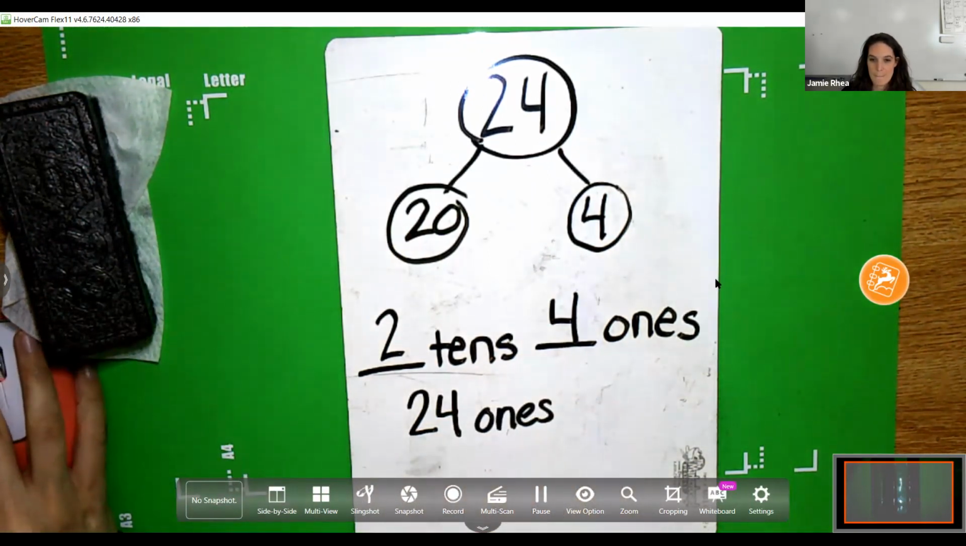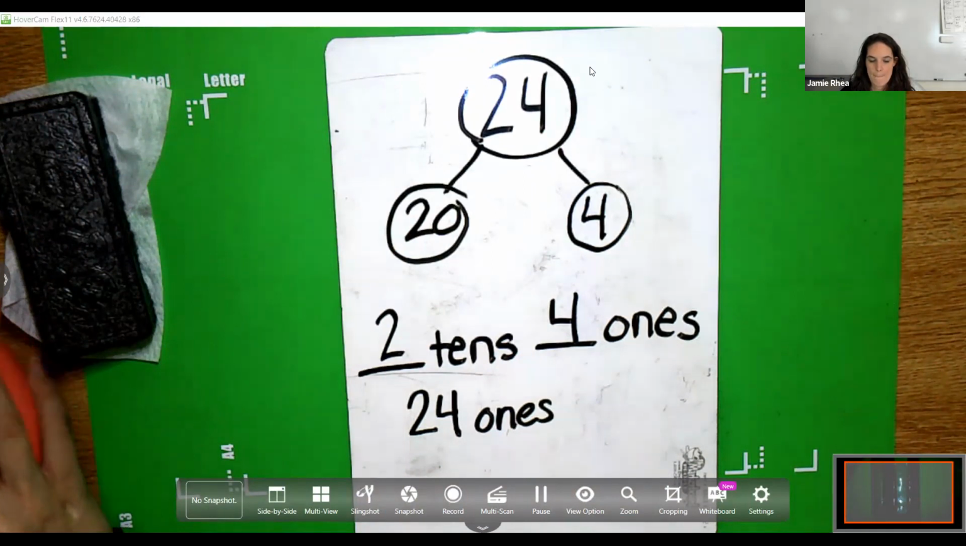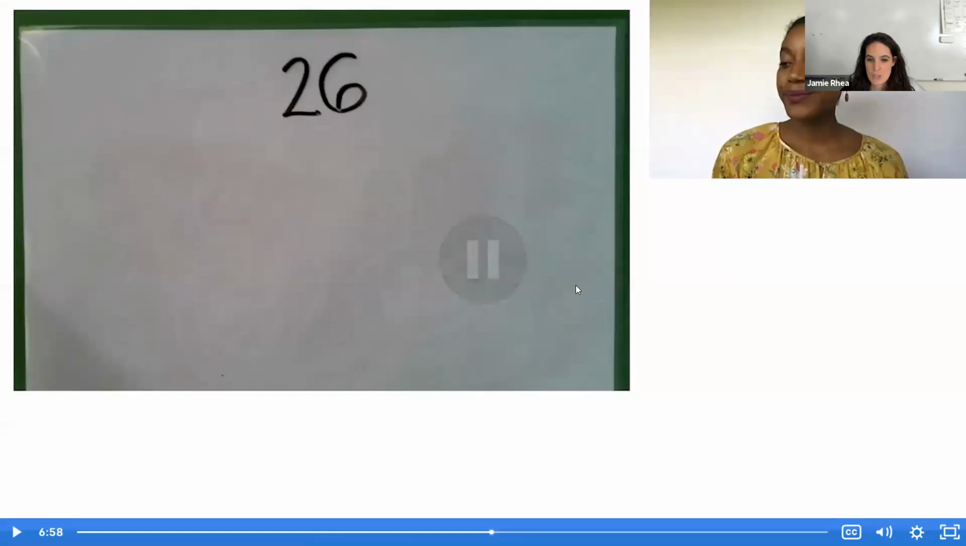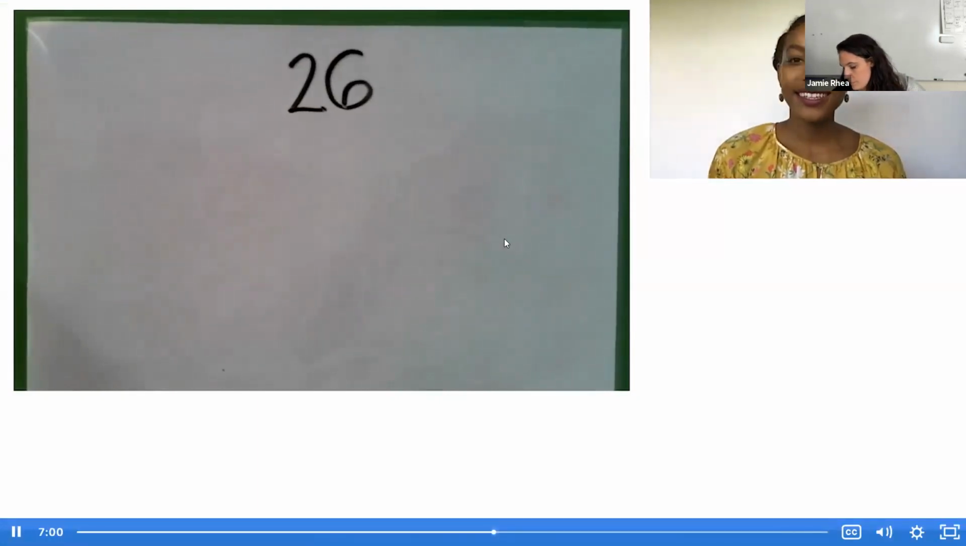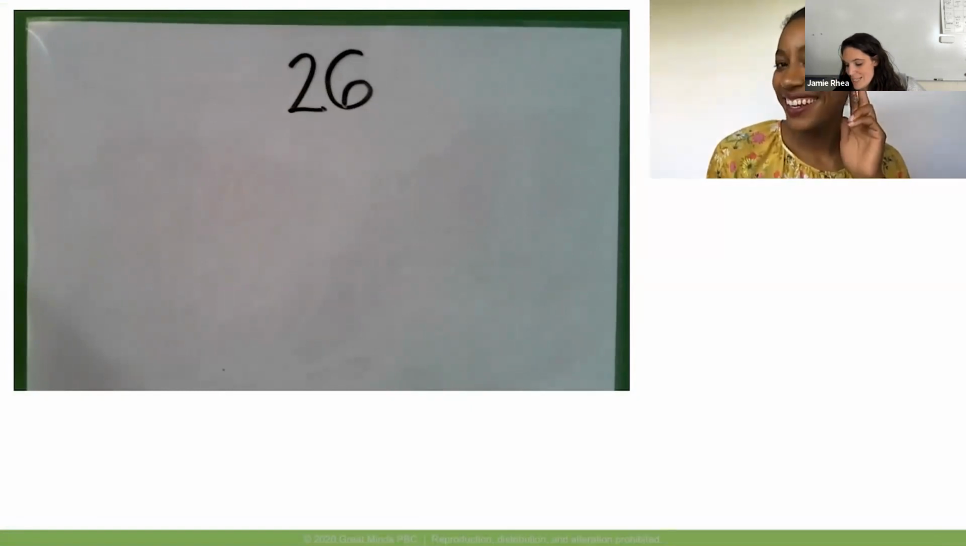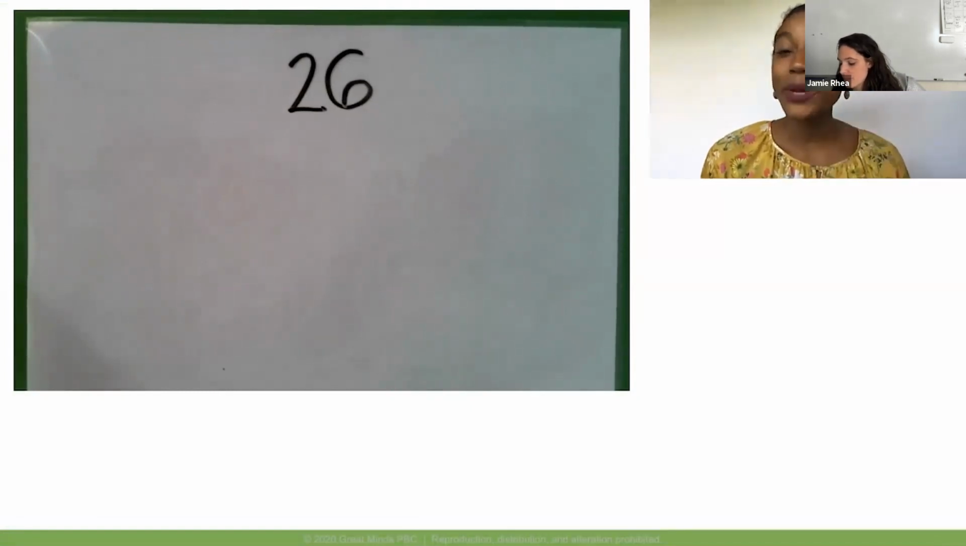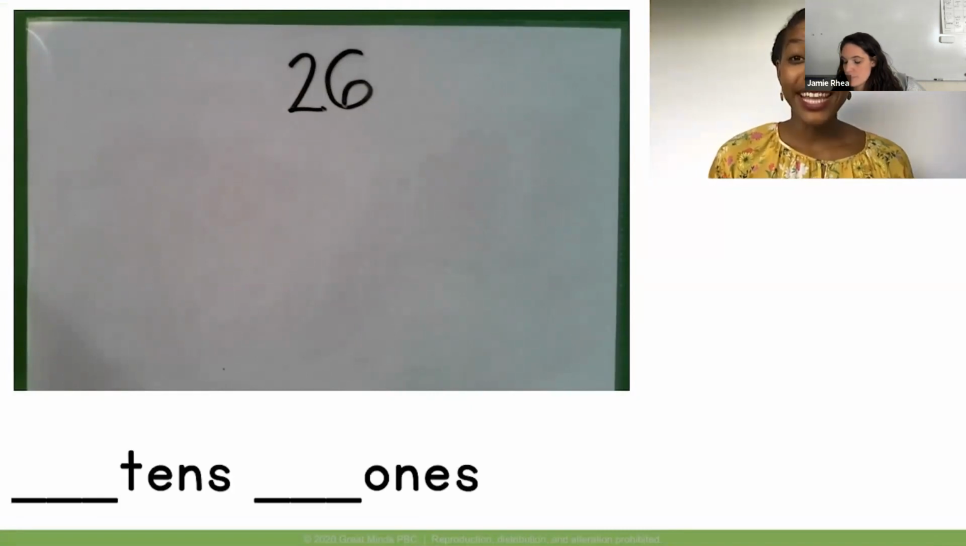Okay, mathematician, write this number at the top of your board. Okay, 26 is our new number. So go ahead and erase your boards. Write 26 at the top. Now, let's keep going. What number is this? 26. It's the number 26. How many tens and how many ones are in 26?